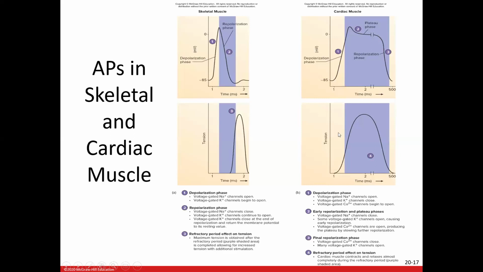So the difference in terms of the tension on the muscles itself is that with skeletal muscle, we have the maximum tension right during this repolarization phase. However, for cardiac muscle, we have the maximum tension pretty much spread out over the plateau phase and a little bit of the repolarization phase. This means that the cardiac muscle basically contracts and relaxes entirely during the shaded period.